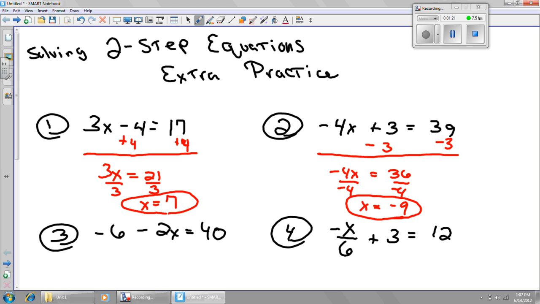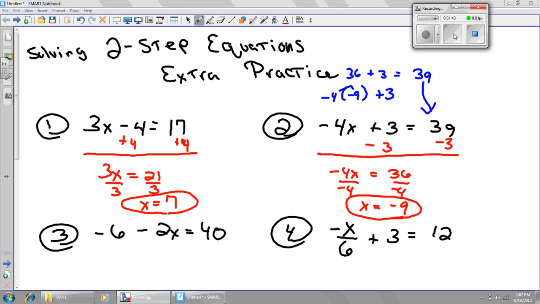There you go. Now, like I said in an earlier video, you can check your work. You can do negative 4 times negative 9 plus 3. Well, negative 4 times negative 9 is 36. 36 plus 3 equals 39. And look at that. That's 39.